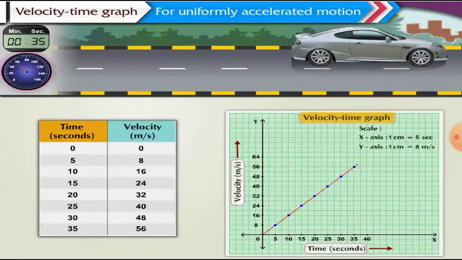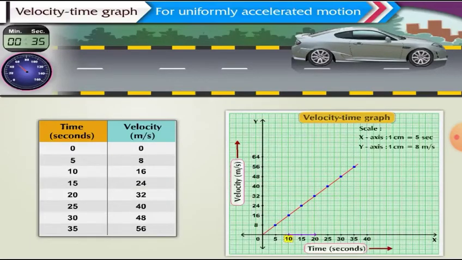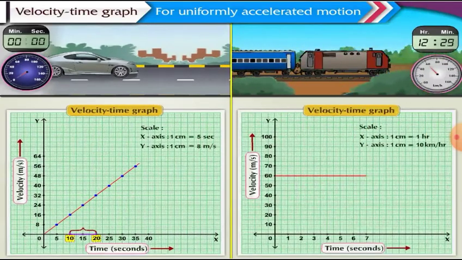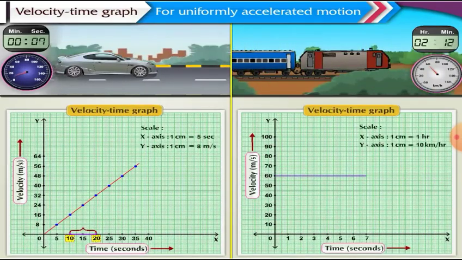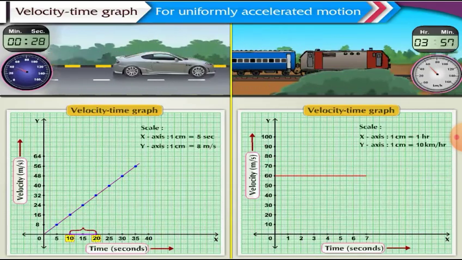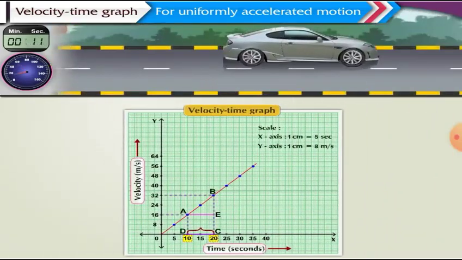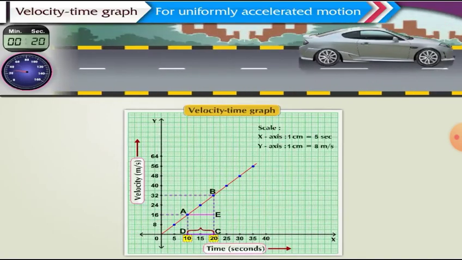From the graph, we can determine the distance covered by the car between 10 seconds and 20 seconds, as we did in the case of the train in the previous example. But here, the velocity of the car is not constant, but is continuously changing because of uniform acceleration. In such a case, we can use the average velocity of the car in the given time interval to determine the distance covered in that interval.